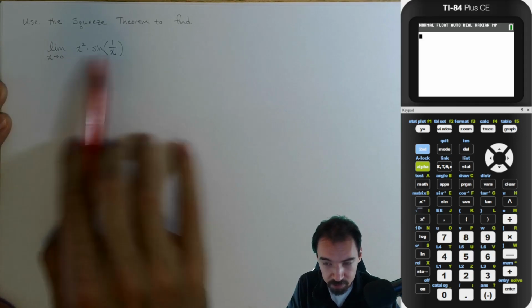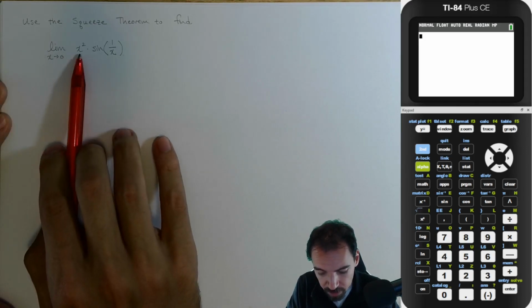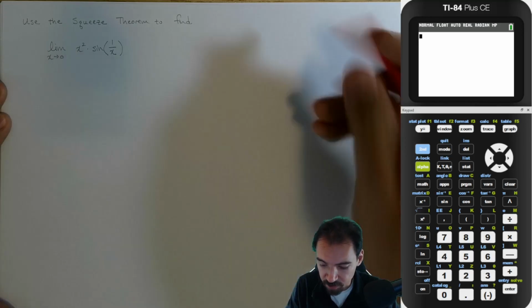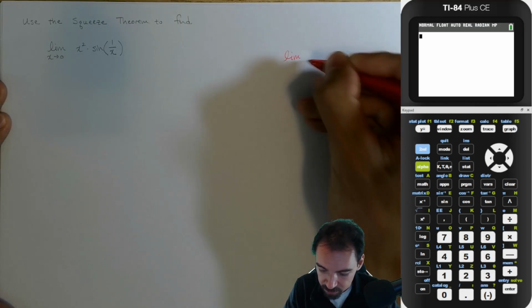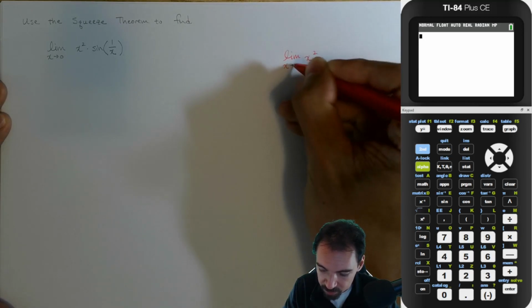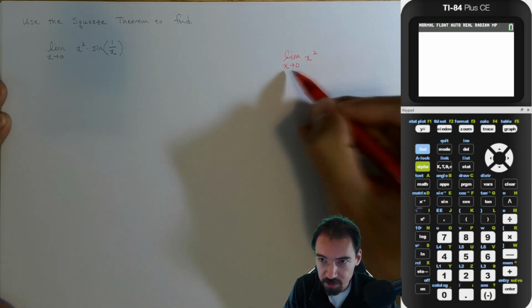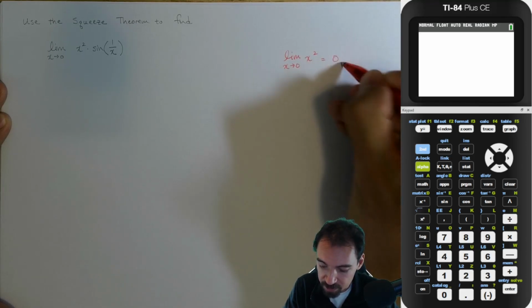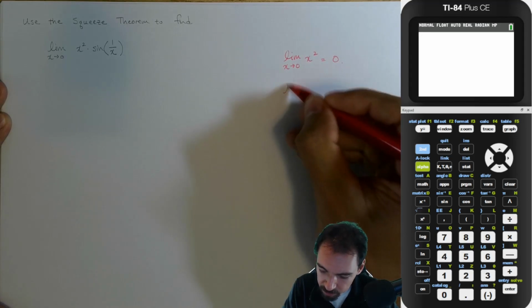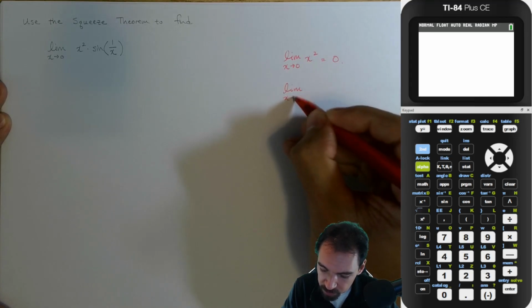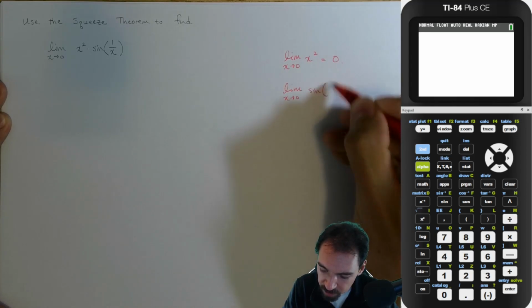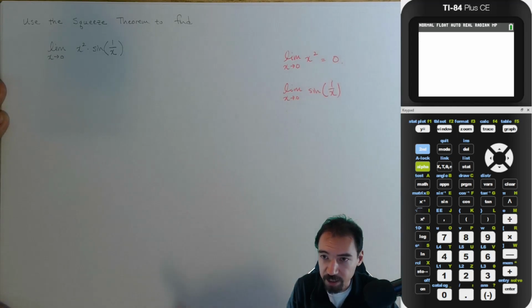know? Well, I see a product. Can I split this up and say the limit of x squared as x approaches 0. Well, this one is continuous. I can just plug in 0. I get 0. Very straightforward. And I can try to do this. Take the limit of sine of 1 over x as x approaches 0.